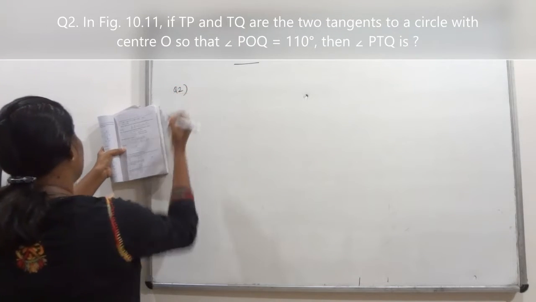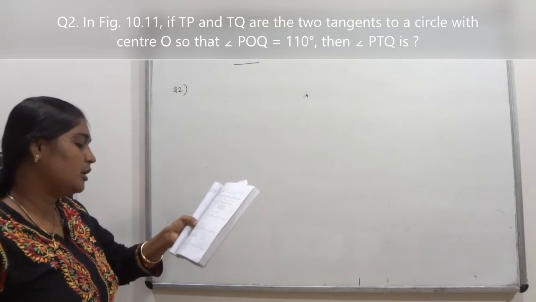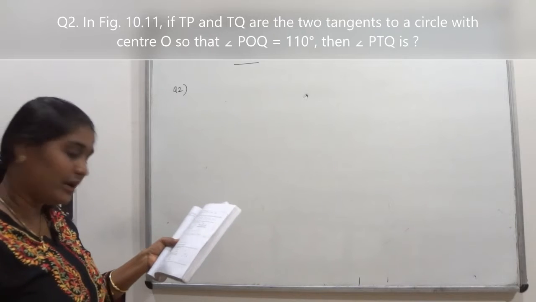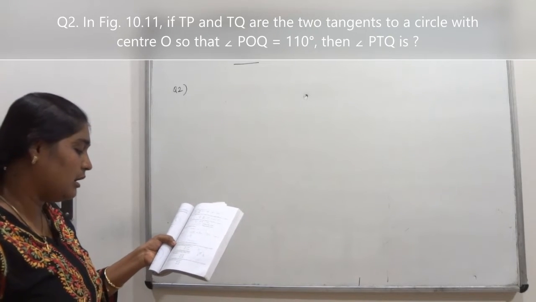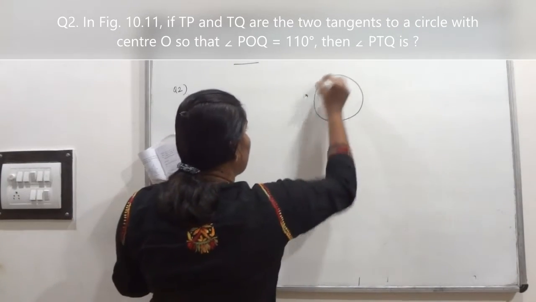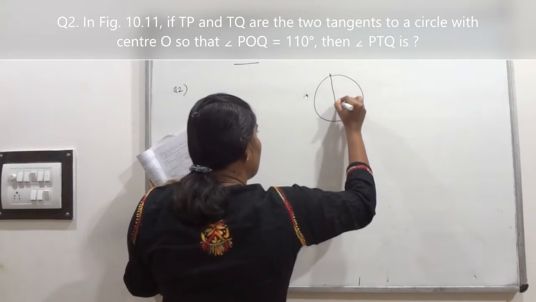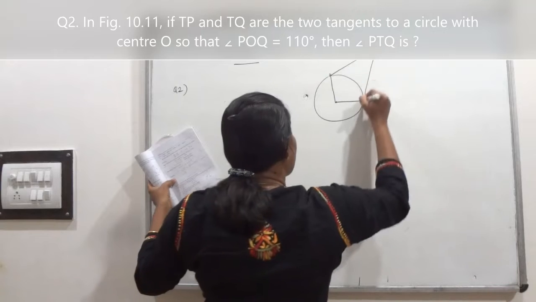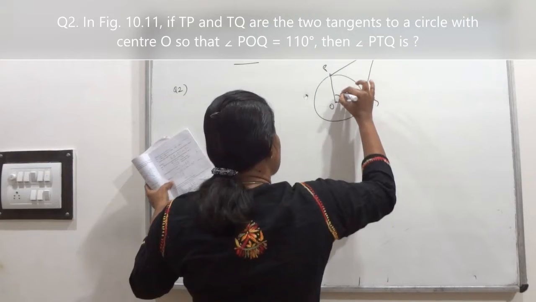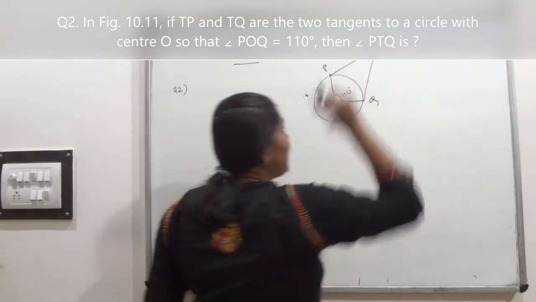Question number 2. In figure 10.11, if TP and TQ are the two tangents to a circle with center O, so that angle OPQ equal to 110 degree, then find out angle PTQ is equal to. Options are given to you. So according to the figure, I am going to do that. What is given in this figure? This is T, this is P, this is Q, this is O. Okay, this is angle O, 110 given to you already. I am going to find out angle PTQ, that is angle T value.